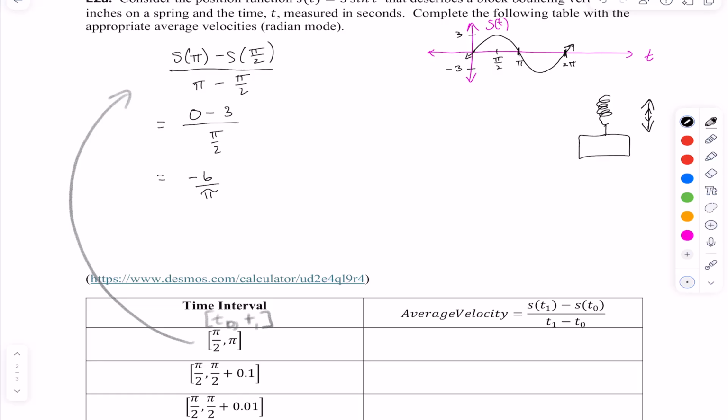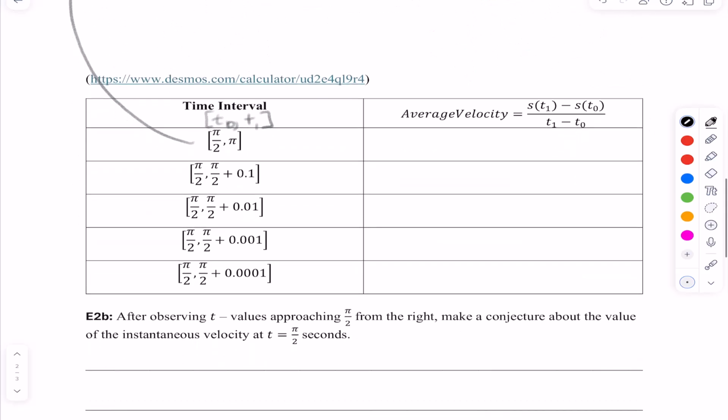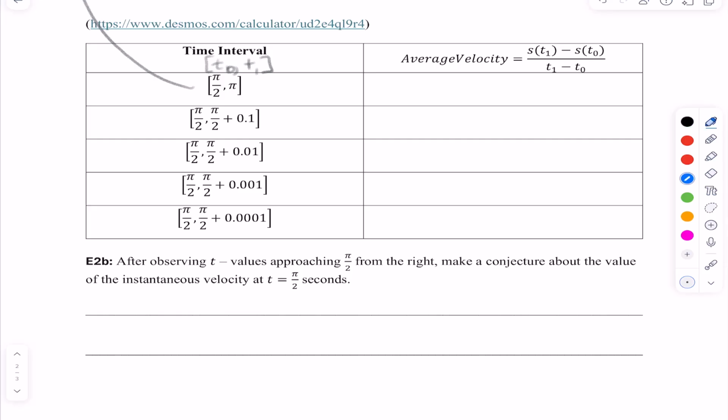Once again, I'm not going to bore you with all these calculations, but I will go ahead and give you some decimal approximations of these values. Once again, notice the pattern of numbers. You're going to use this pattern of average velocities to make a prediction of when t is exactly pi over 2. At the moment t equals pi over 2, what would be a good prediction here? This time the units are in inches per second.